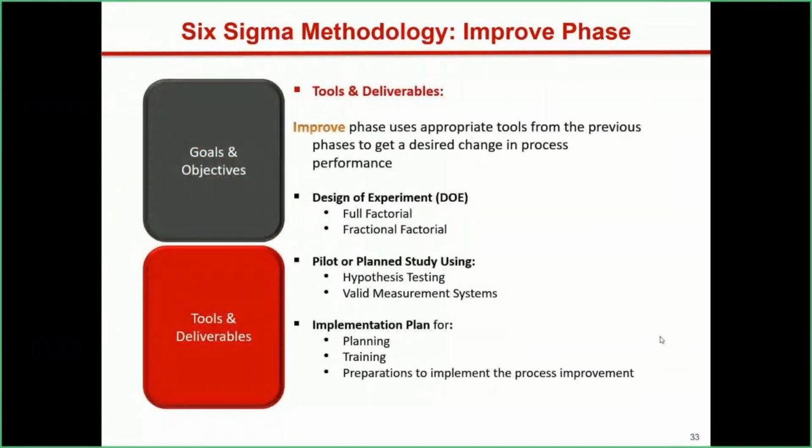Tools and deliverables. Now, there are a lot of tools, but DOE, or design of experiments, is something that you will get in this curriculum, but it's not part of Green Belt. You will have access to the course material of DOE. DOE is part of the Black Belt curriculum. Pilot or plan study using hypothesis testing, valid measurement system that we will be learning, and an implementation plan of planning, training, and preparation to implement the process improvement.